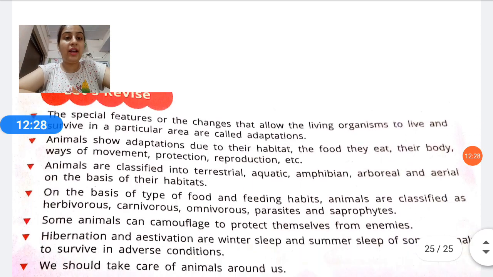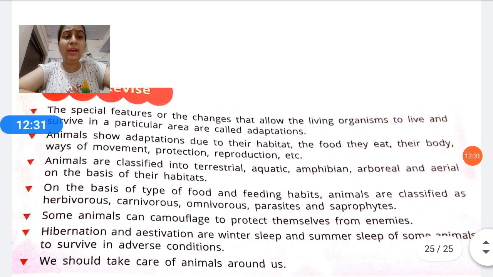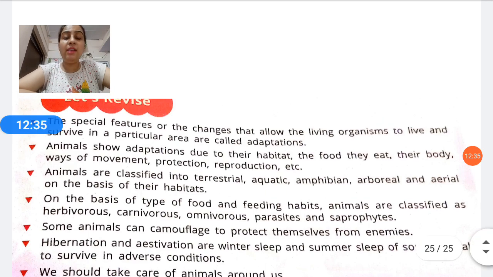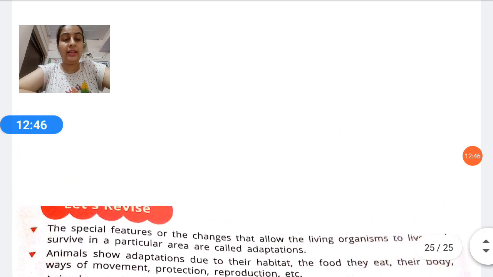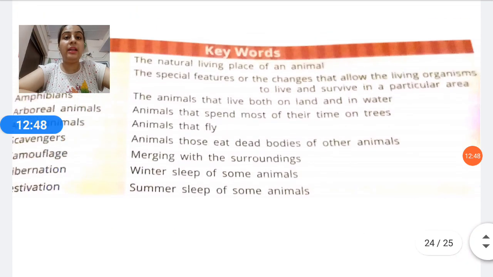Now let's revise. We should also pay attention to the let's revise, children. All the important points of the chapter that we have already discussed are given in points. So you should also take a look at it. With this, our chapter number 4 is completed.